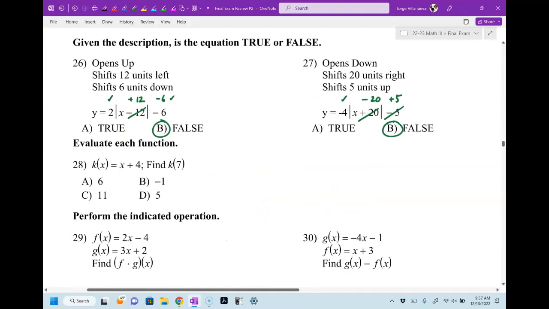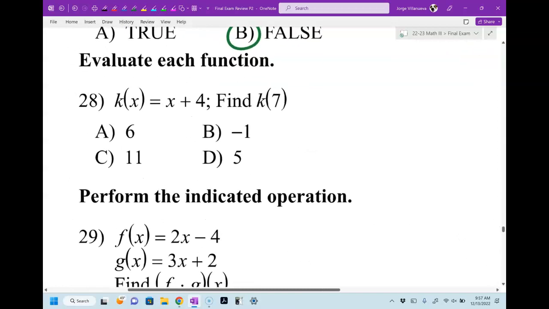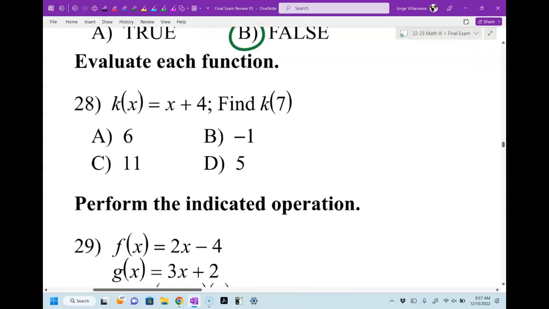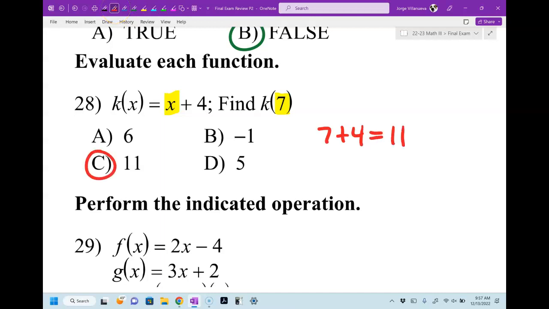All right, number 28. They want us to find K of 7. In other words, plug in a 7 into the equation. This 7 goes here. So 7 plus 4, that's 11. So let's see.